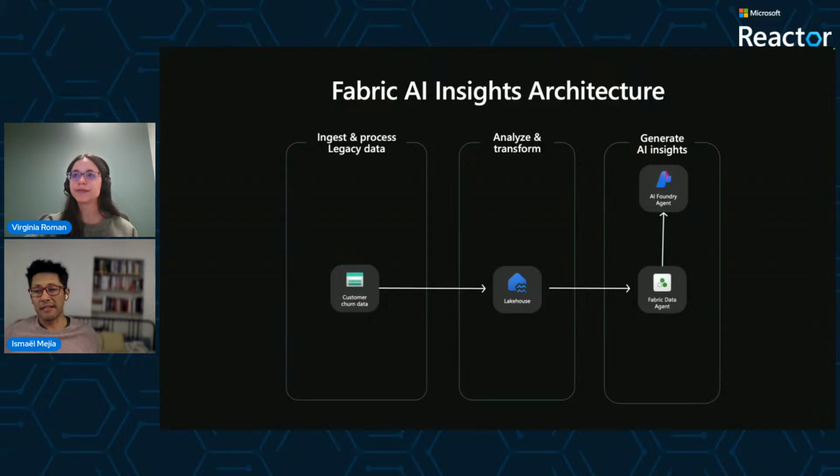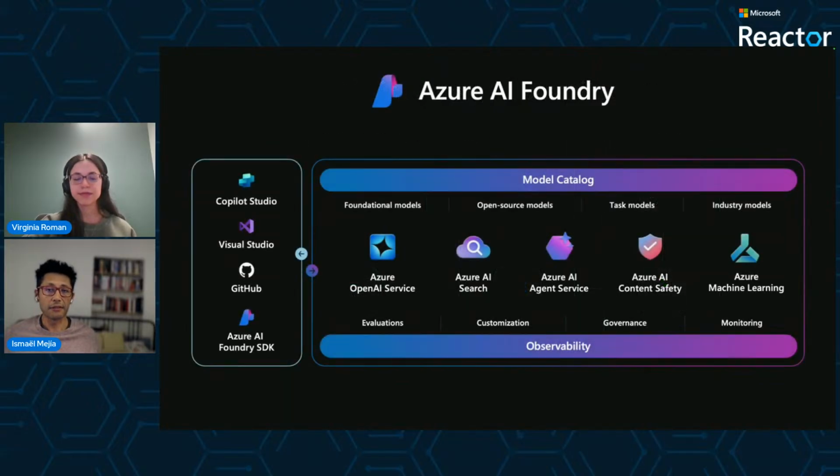So far, we created this customer churn data. We took it into the lakehouse. We created a Fabric data agent. And now I'm going to go to AI Foundry and see if I can read that data. We will see. Let's cross fingers.